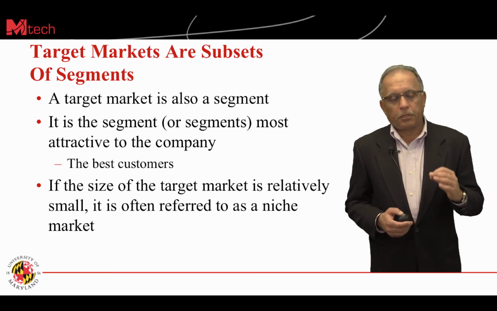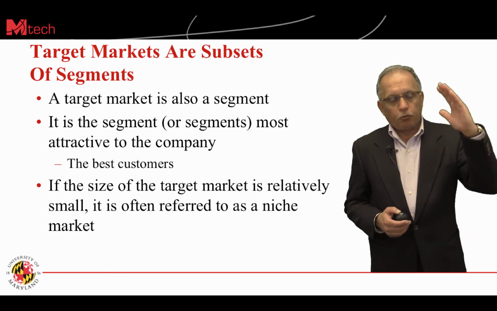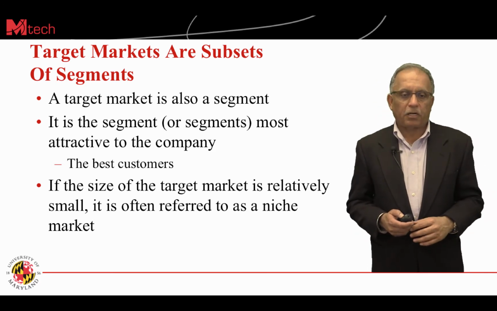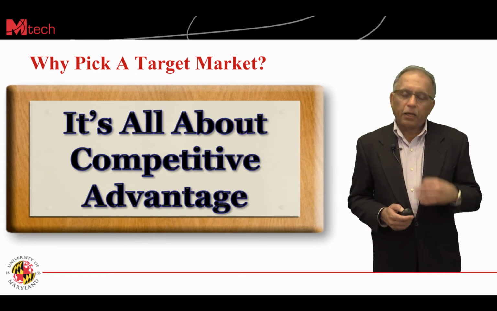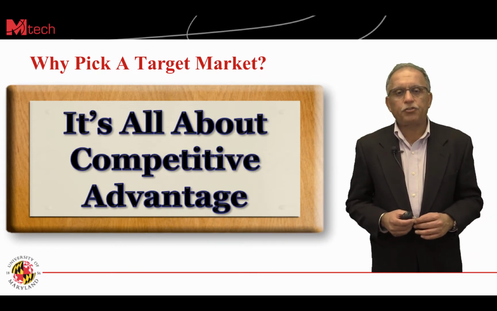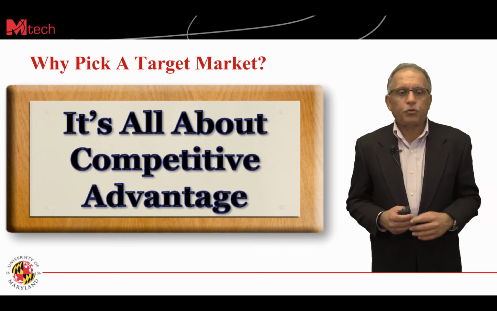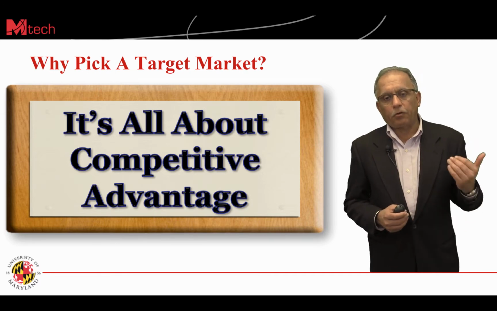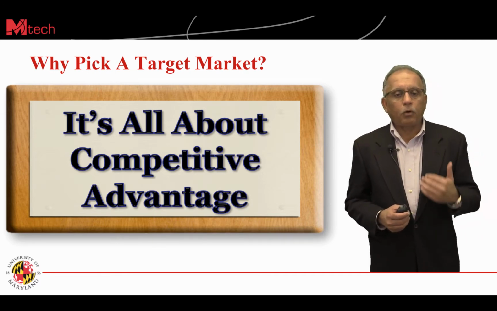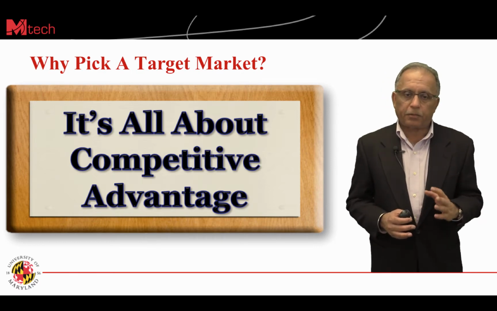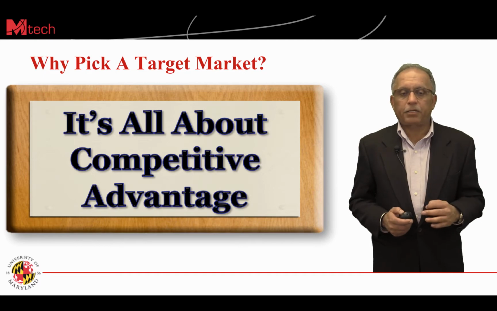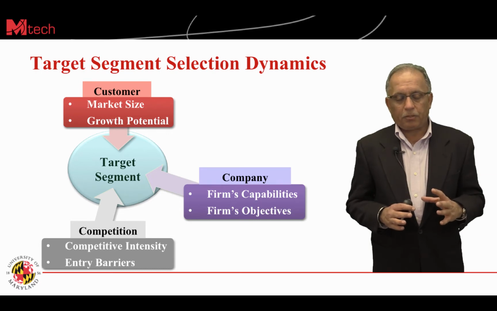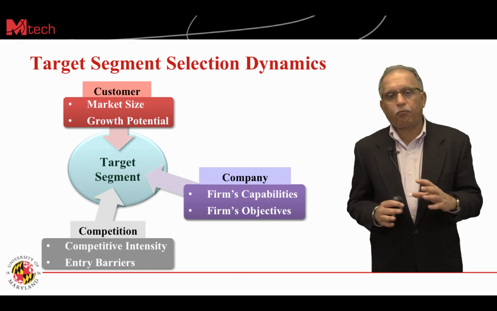But the most important link to establish here is that you first segment the market. From those segments, you pick a subset of segments to determine what your target market will be. Just like we asked ourselves in the segmentation session, why segmentation, we should ask ourselves the question, why do we want to pick a target market? Very simple. On the previous slide, we talked about best customers. We want to pick a target market because it's all about competitive advantage, and we want to gain a competitive advantage.